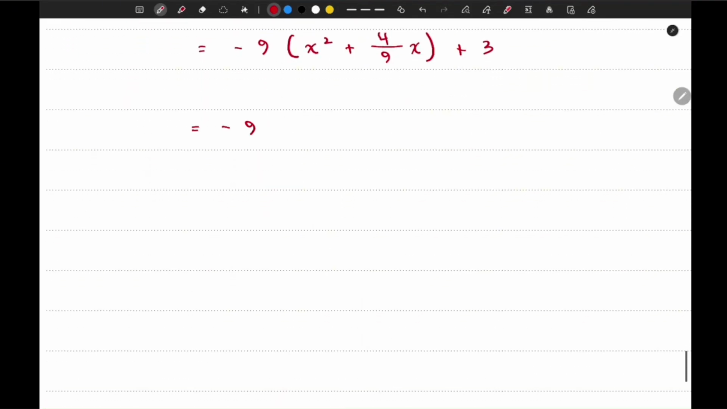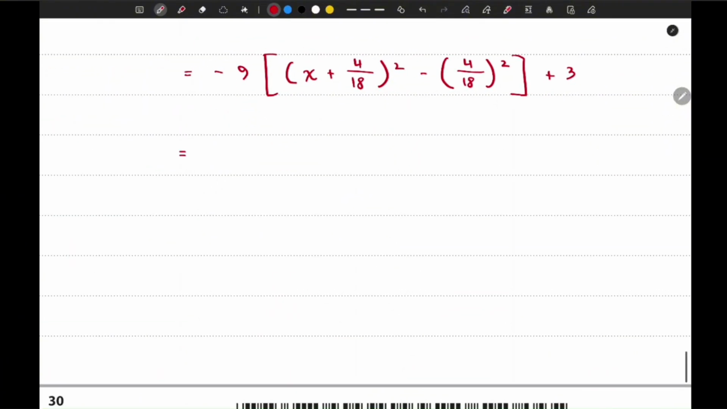And then we can apply the formula for the perfect square, which is x plus 4 divided by 18 whole squared minus 4 divided by 18 whole squared plus 3. Now we just need to multiply the whole thing by negative 9. So 4 divided by 18 will give us 2 over 9.